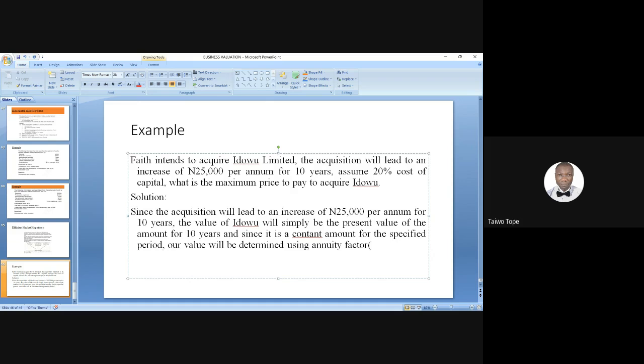Another word for it will be what? Cumulative discount factor. In case you see that in exam, don't begin to ask yourself, what is this cumulative discount factor again? The same as annuity. Because the examiner might not use annuity for you. Cumulative discount factor. So once you do that, the present value will now be what?